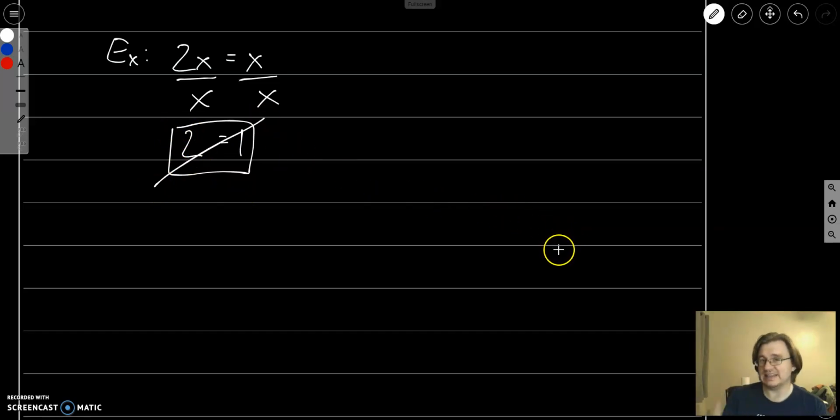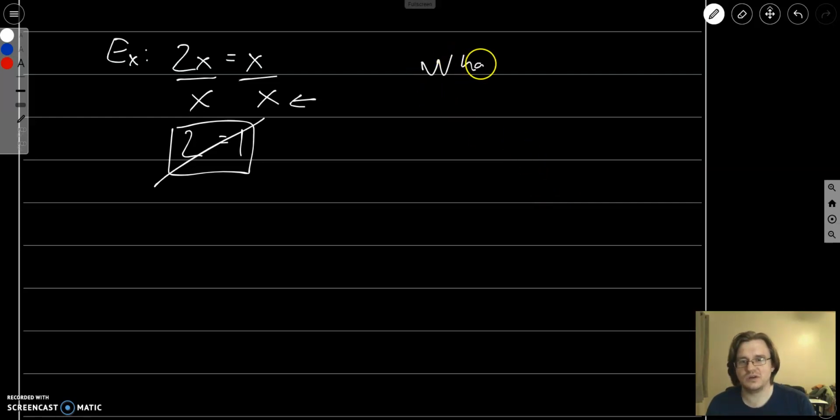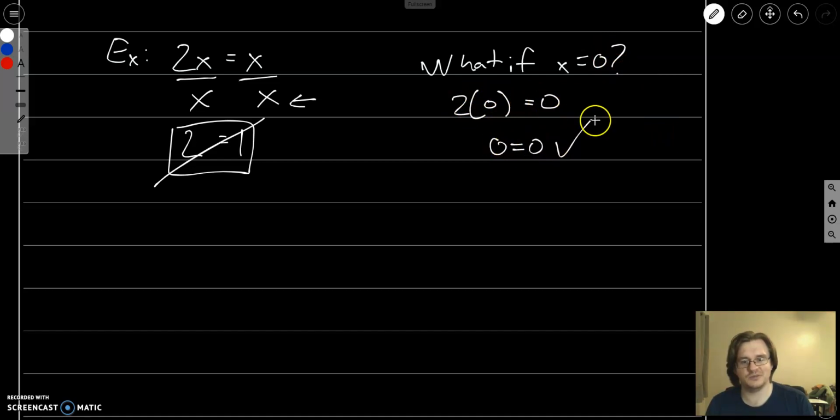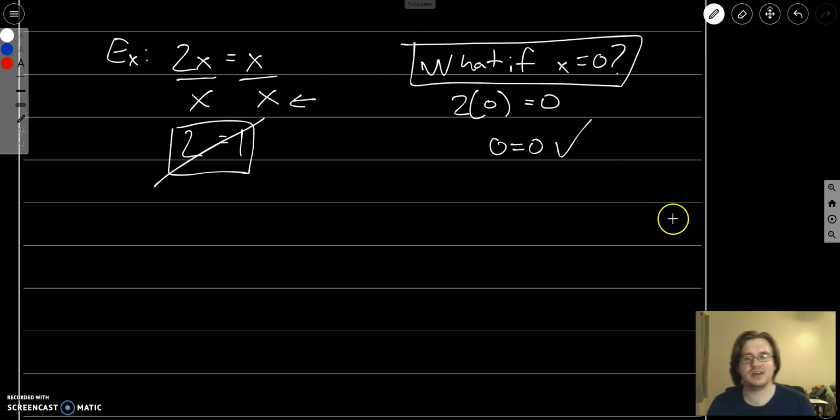So the question is, is this inconsistent? And the answer is no. I divided both sides by x, but I'm not allowed to divide by x if x were equal to 0. So what if x equals 0? Then 2 times 0 is equal to 0. Hey, that's true. So when you divide by x, you have to be careful. You must always ask yourself, what if x were equal to 0?